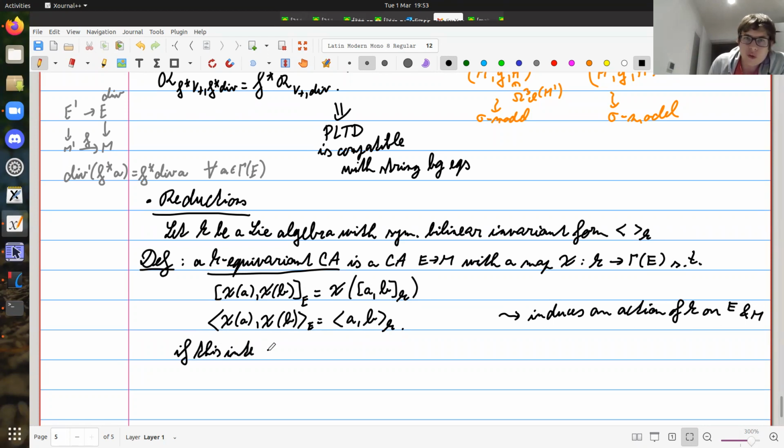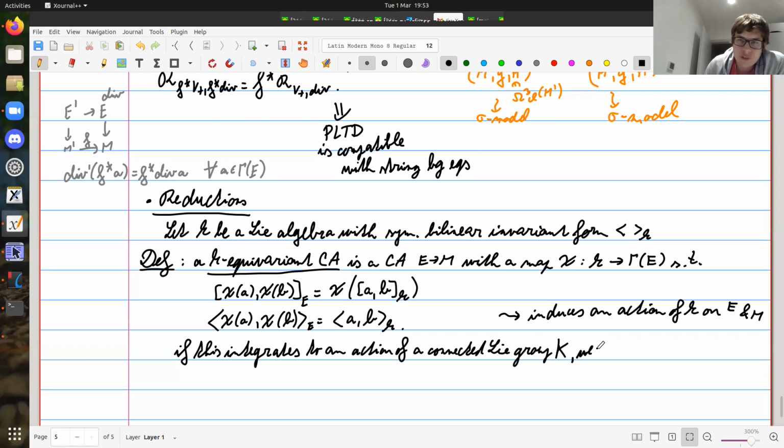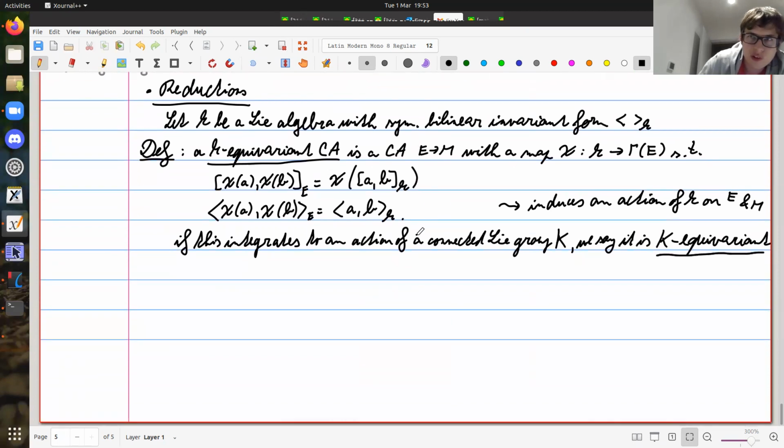if this action integrates to an action of some corresponding connected Lie group, capital K, we say that it's K-equivariant with capital K. And now the reason for introducing such a notion is that you can do reductions of such things.